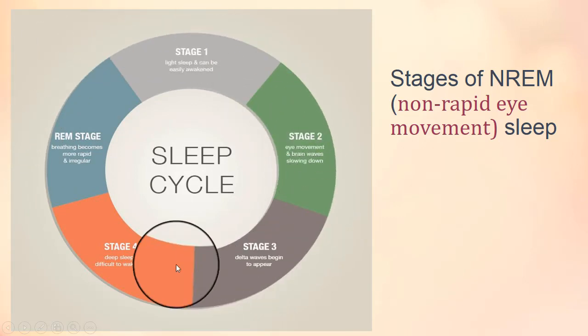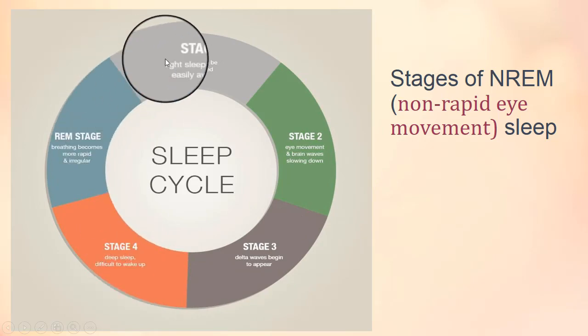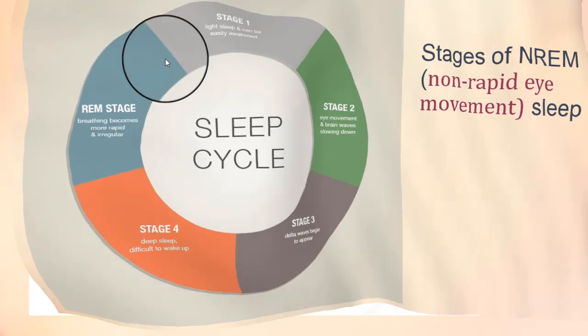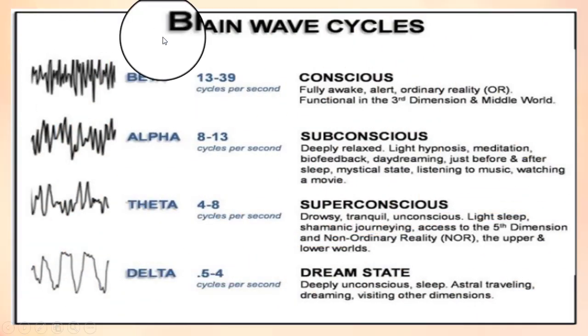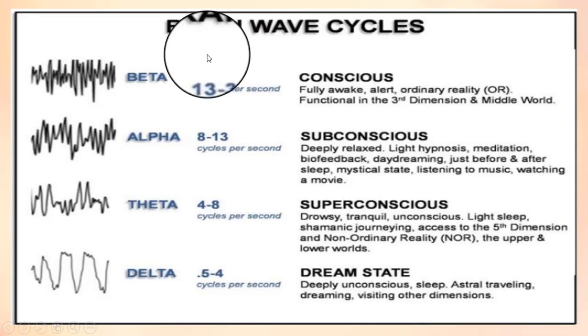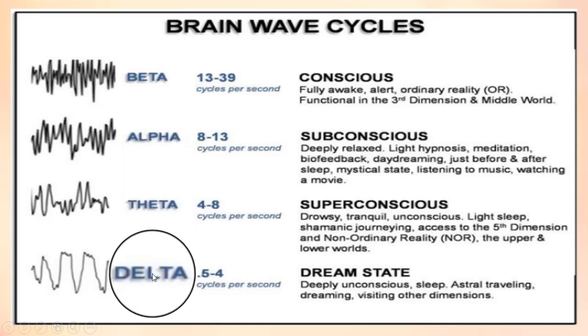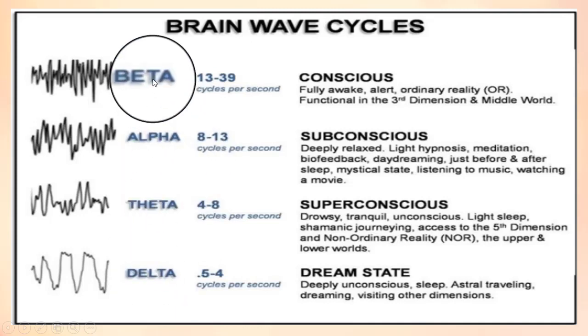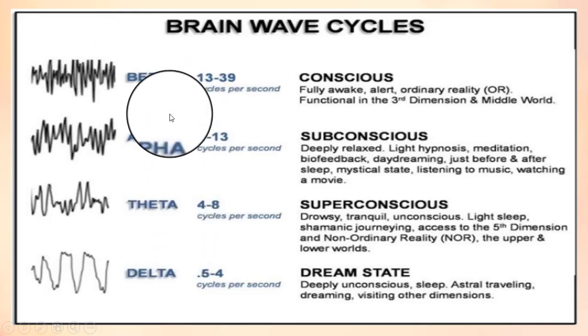Next we have brain wave cycles. During the sleep cycle, various waves are responsible. Here we have provided a picture. You can see very clearly we have 4 waves: beta, alpha, theta and delta. These are the 4 waves which are responsible for the sleep cycle and which help in dreaming. So this was all about sleep.